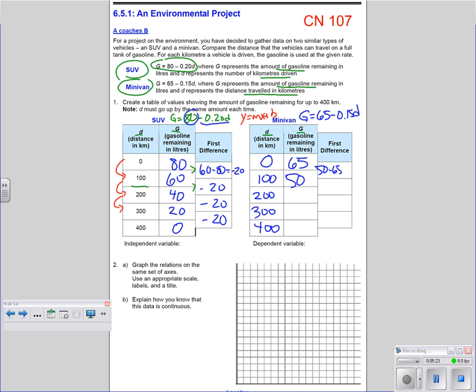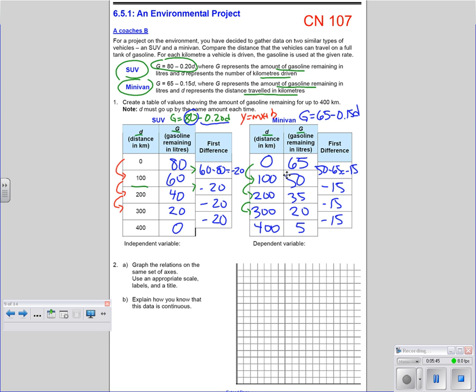50 minus 65 is negative 15. So apparently every time I change by 100 kilometers, I will go down by 15 liters of gas. So I'll subtract here, I get 35, down 15 again, and down 15 again. This will give me 20, and this will give me 5 liters remaining.